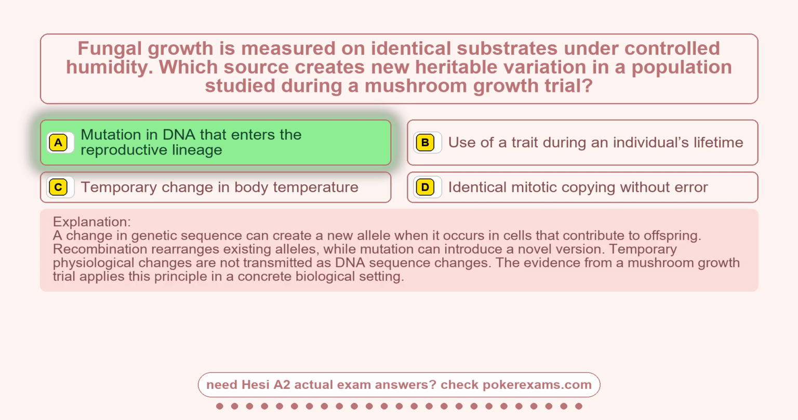A change in genetic sequence can create a new allele when it occurs in cells that contribute to offspring. Recombination rearranges existing alleles, while mutation can introduce a novel version. Temporary physiological changes are not transmitted as DNA sequence changes. The evidence from a mushroom growth trial applies this principle in a concrete biological setting.